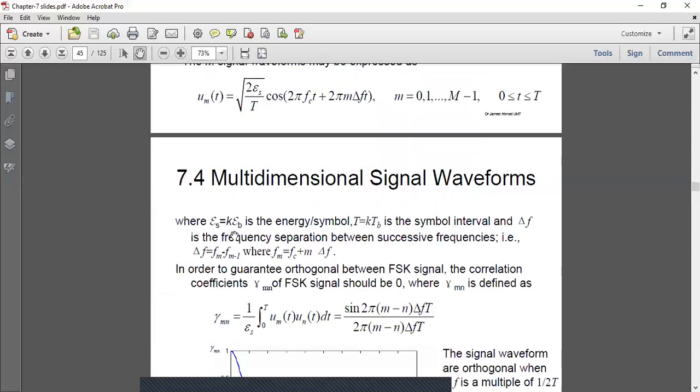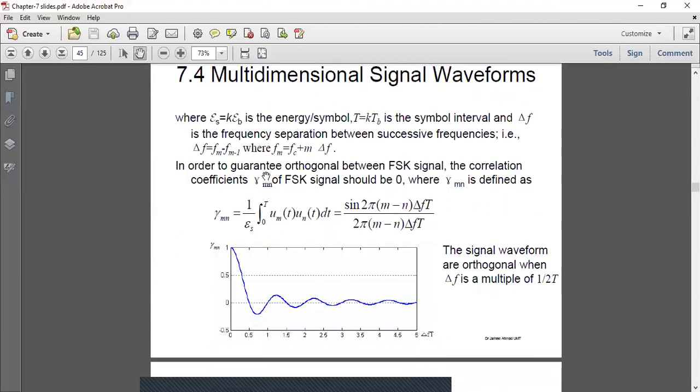In this case, Es is equal to K times Eb, the energy per symbol. T is equal to K times Tb. So the bit duration is Tb, and the symbol interval is T, which is K times Tb. Delta F is the frequency separation between successive frequencies. So delta F is Fm minus Fm minus 1, where Fm is equal to Fc plus m times delta F. So this is the frequency deviation, m times delta F.